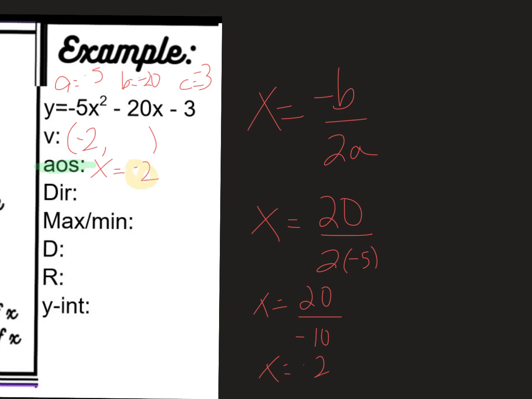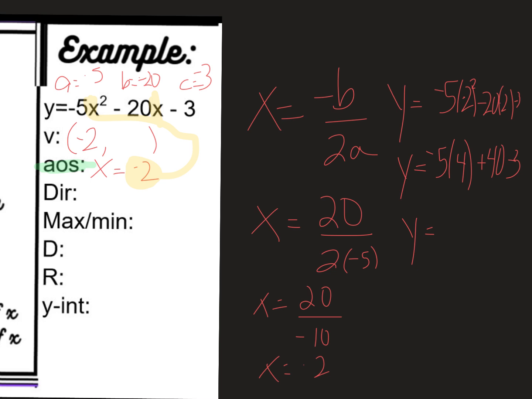I substitute negative 2 in for x. Everywhere there's an x, you put negative 2. So I'm going to do that now. Y equals negative 5 times negative 2 squared minus 20 times negative 2 minus 3. Then I'm going to do order of operations. I'm going to do my exponent first. So negative 2 squared is positive 4. Negative 20 times negative 2 is positive 40 minus 3.